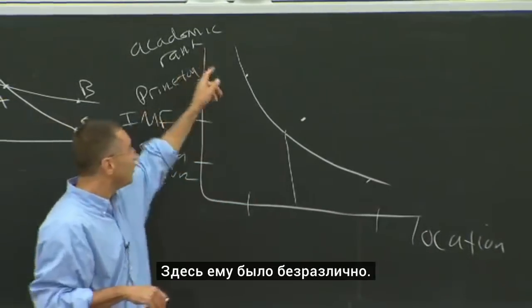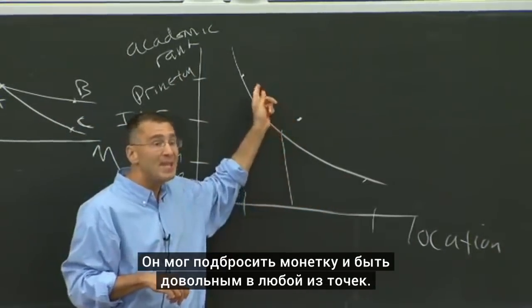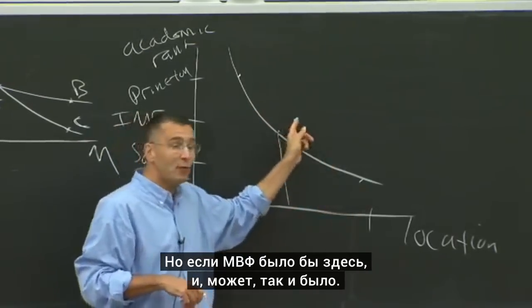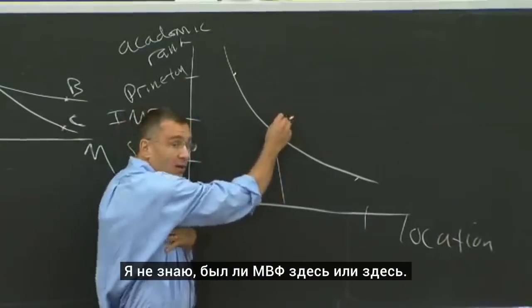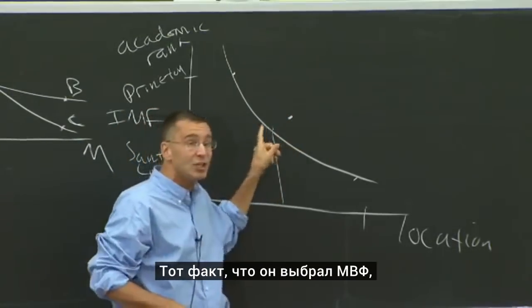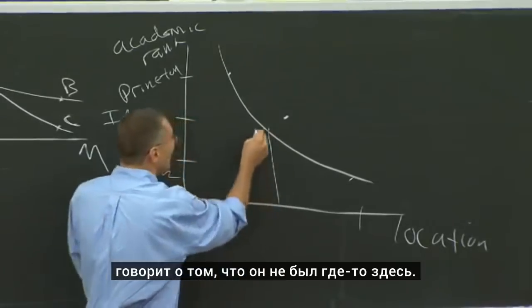Definitely go to IMF. Here he was indifferent. He could flip a coin and be equally happy at all 3. But if IMF were out here, maybe it was because that's what he chose. That's a good point. I don't know if IMF was here or here. The fact he chose IMF can reveal it wasn't anywhere in here.